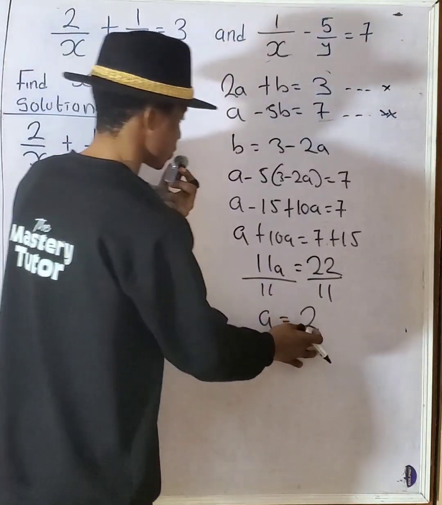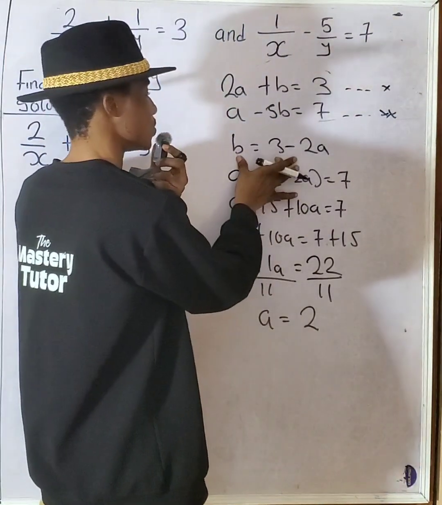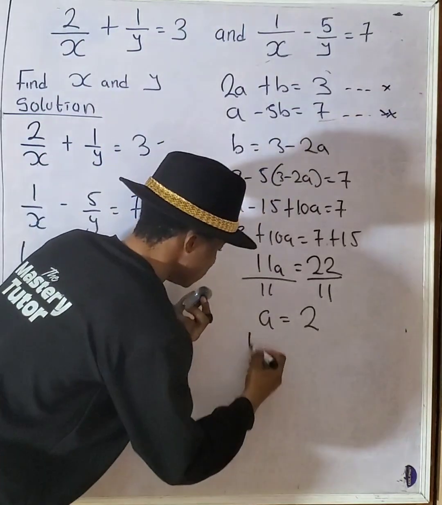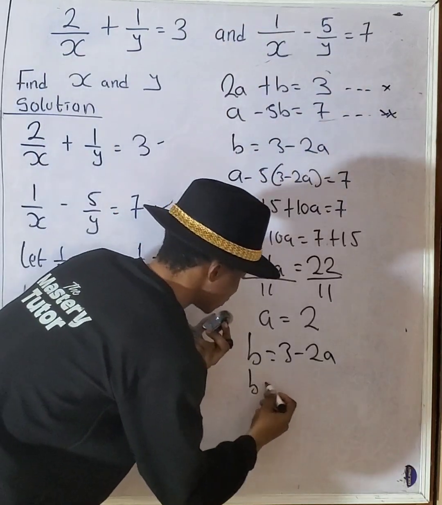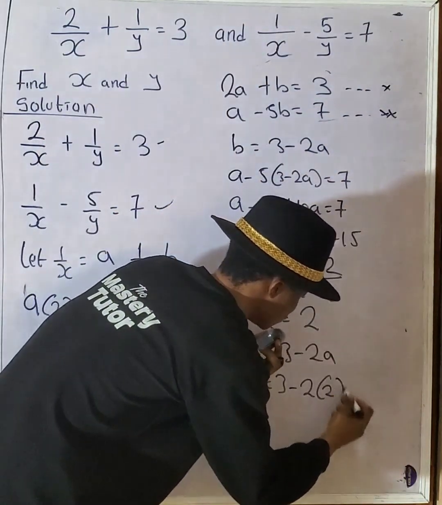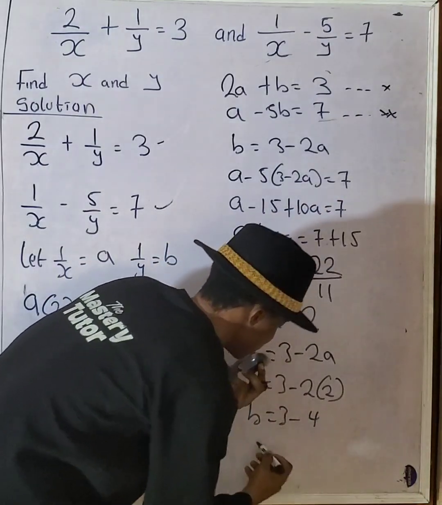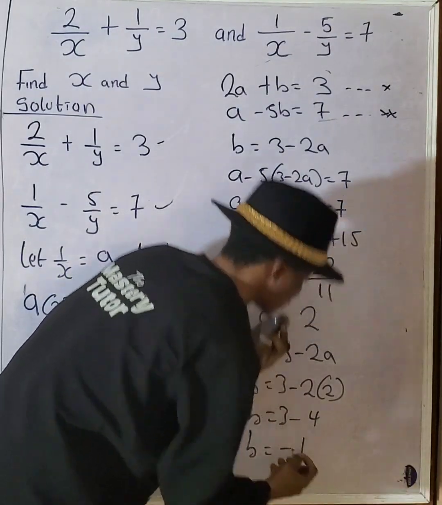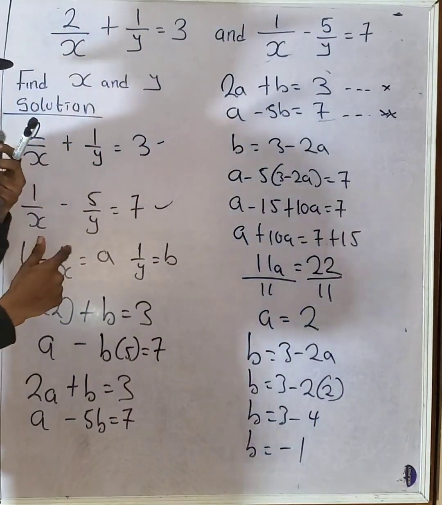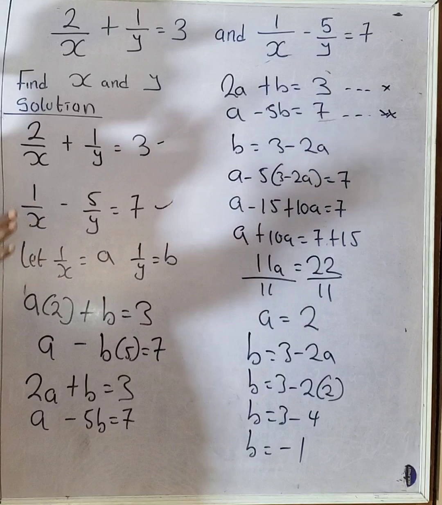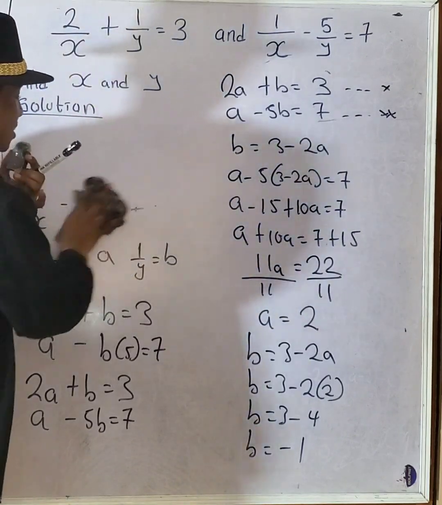So having gotten the value of a as 2, we can get the value of b by substituting the value of a as 2 into this equation. Don't forget, b equals 3 minus 2a from equation star. So b is equal to 3 minus 2 multiplied by 2 because a is 2, okay? b is equal to 3 minus 4. 3 minus 4 is what? Negative 1, okay? So the values of a and b are 2 and negative 1 respectively. Okay, we are not done with the solution. I'm going to erase this so that we can conclude the solution here.